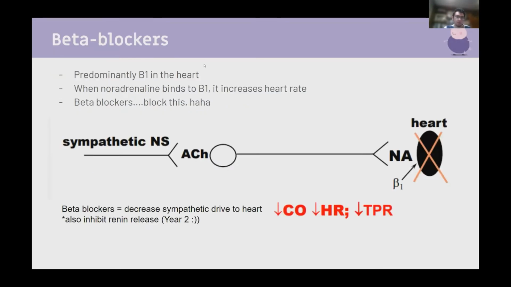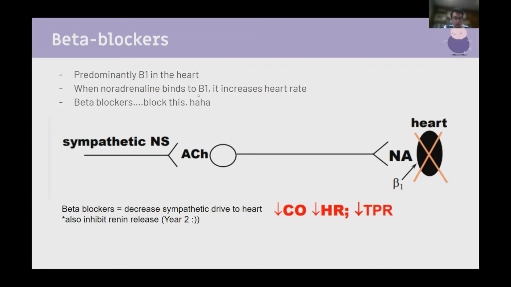Beta blockers. Beta 1 are predominantly in the heart. Where are beta 2 predominantly? Chuck in the chat. Good job. Beta 2 in the lungs, beta 1 in the heart.